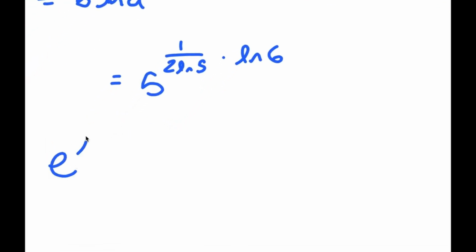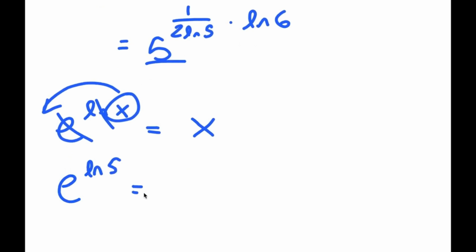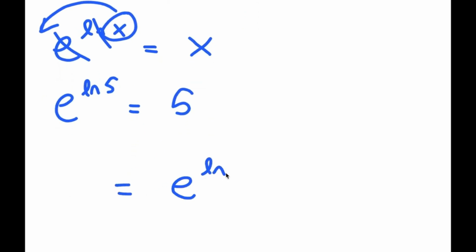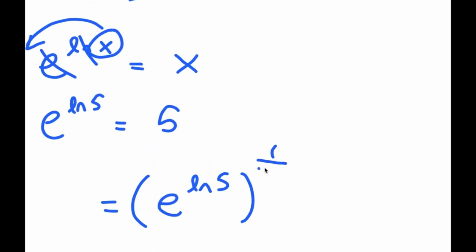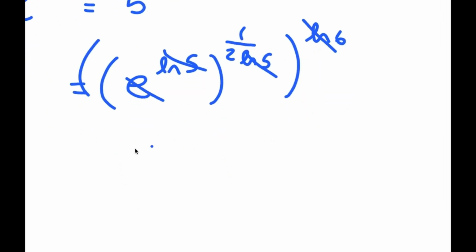Now, if I have something in the form e to the power of ln of x, this is just equal to x because the e and the ln cancel out. So if I have something in the form e to the ln 5, this means that this is equal to 5. So I'm going to rewrite 5 here as e to the power of ln 5. So now I have e to the power of ln 5, all to the power of 1 over (2 times ln 5) times ln 6. Now these two cancel out, and the e and the ln cancel out.